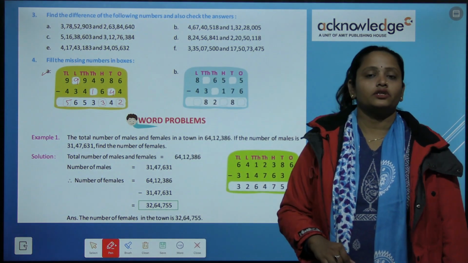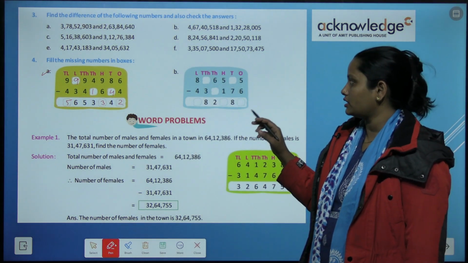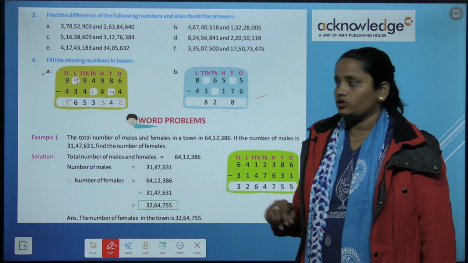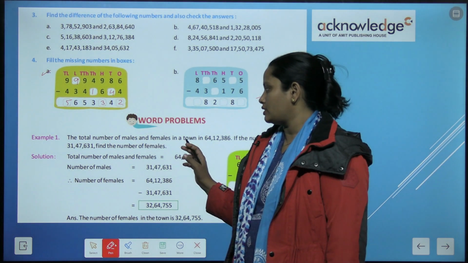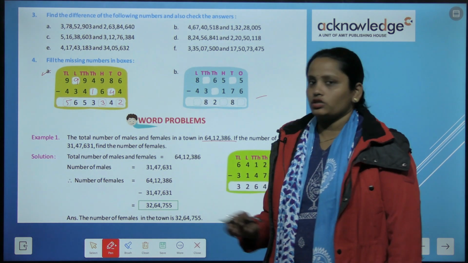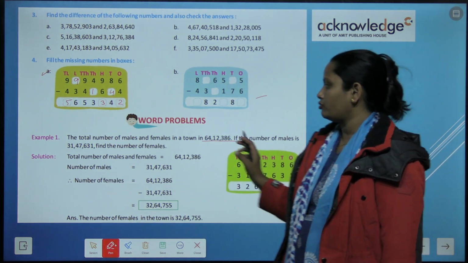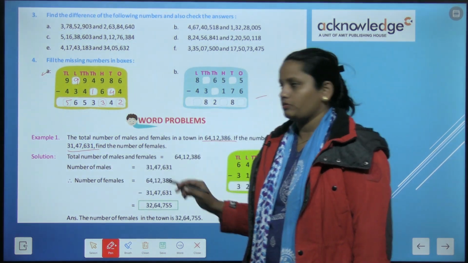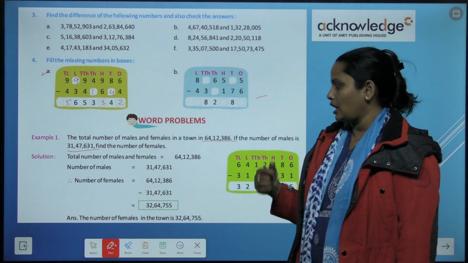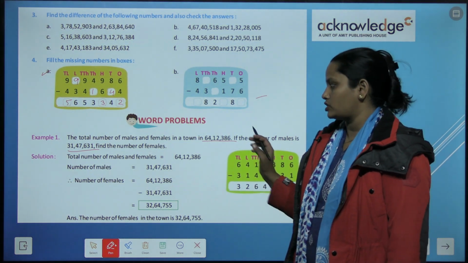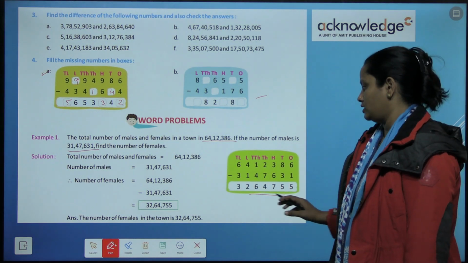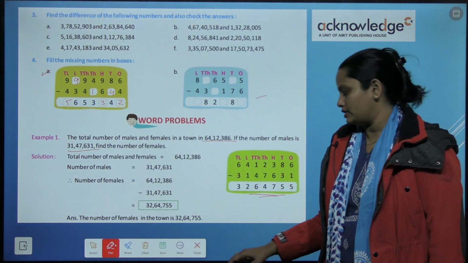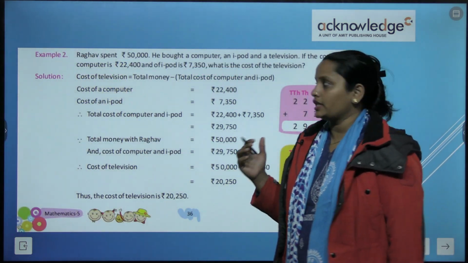So children, this is the answer that we are getting. Now this one you have to do on your own. Now let's do some word problems. The total number of males and females in a town. So total population is given. If the number of males is this much, find the number of females. Males are given, we have to find out the females. We are going to subtract these two, and when we subtract these two numbers, we get these many number of females. Now let's move on to the second example.